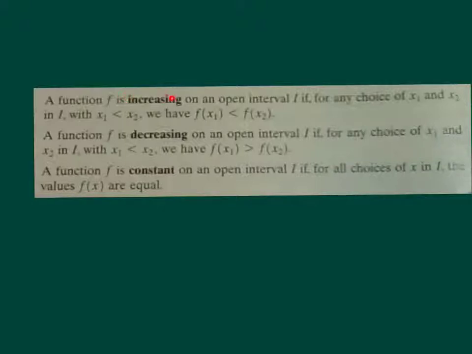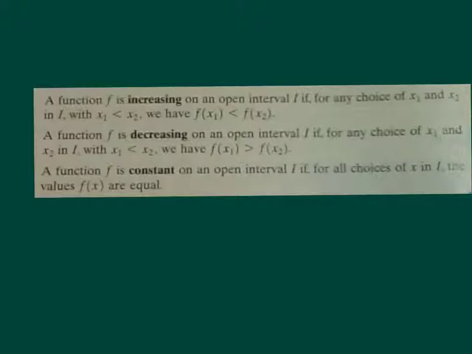A function f is increasing on an open interval I if for any choice x1 and x2 in I, with x1 being less than x2, meaning the value for x1 is less than the value for x2. So say x1 was 1, x2 would have to be more than 1. Then f of x1 must be less than f of x2, meaning the y value for x1 must be less than the y value for x2.